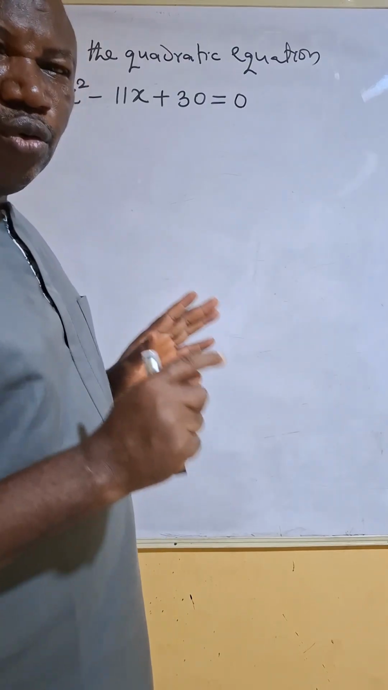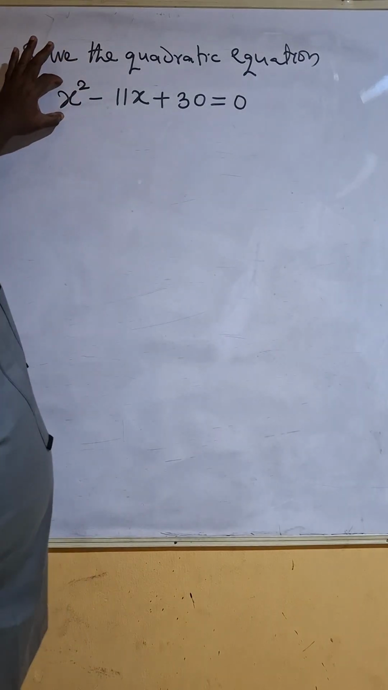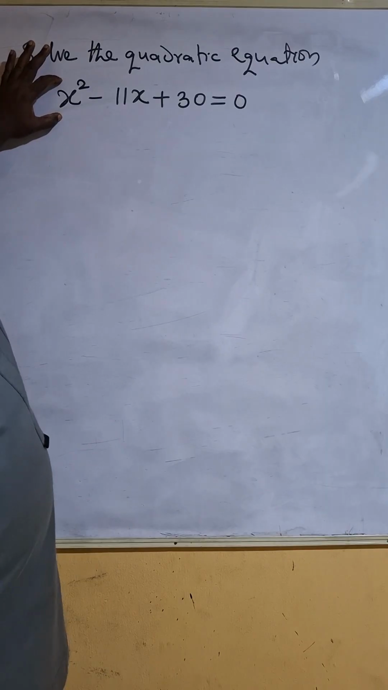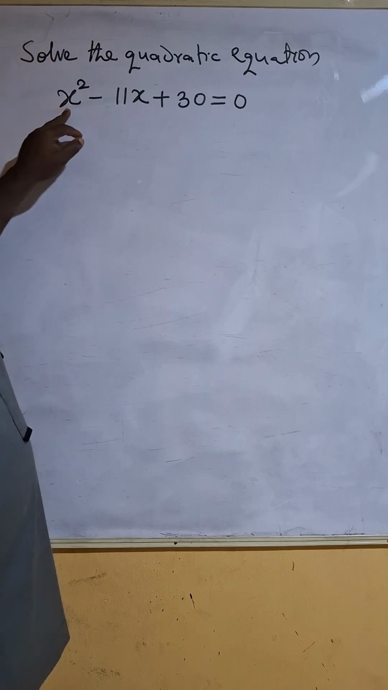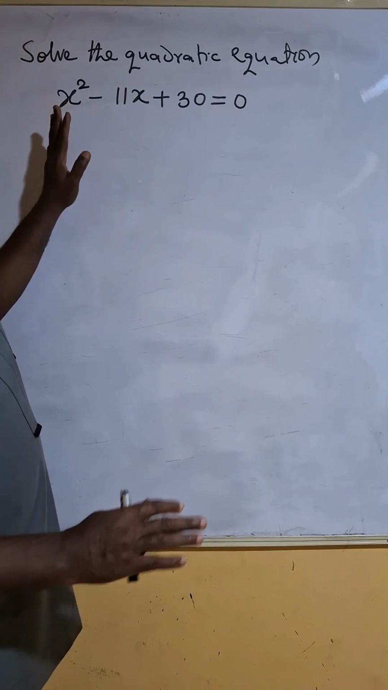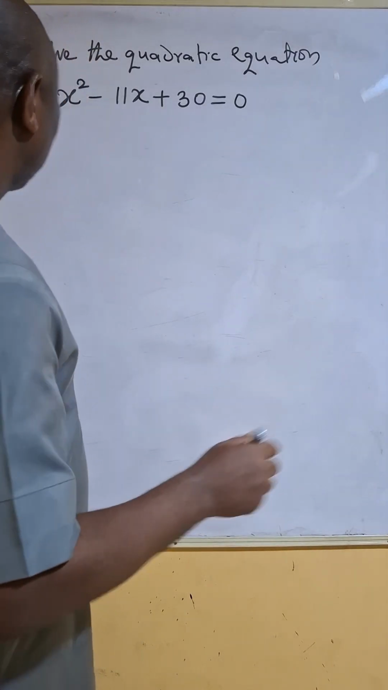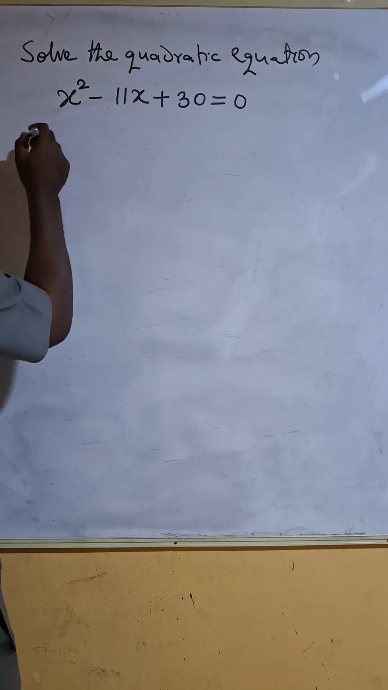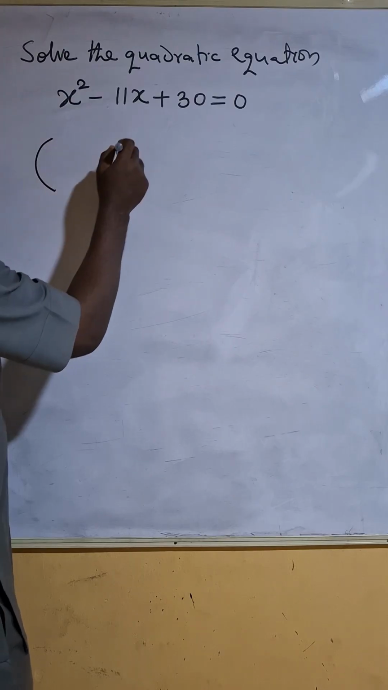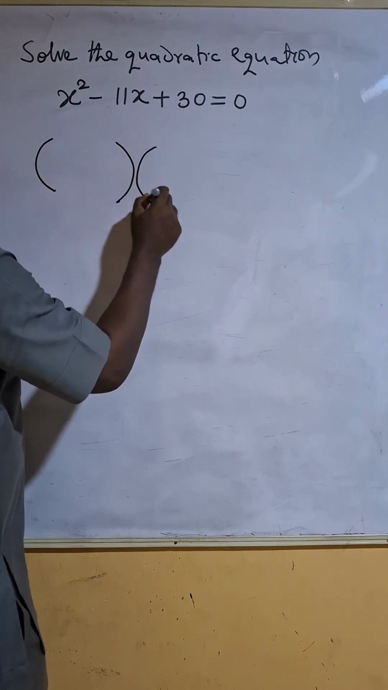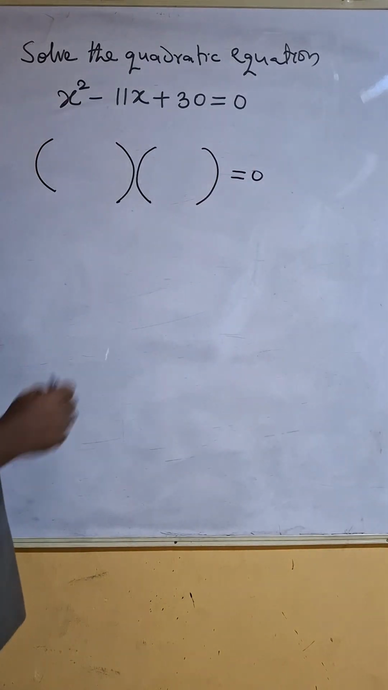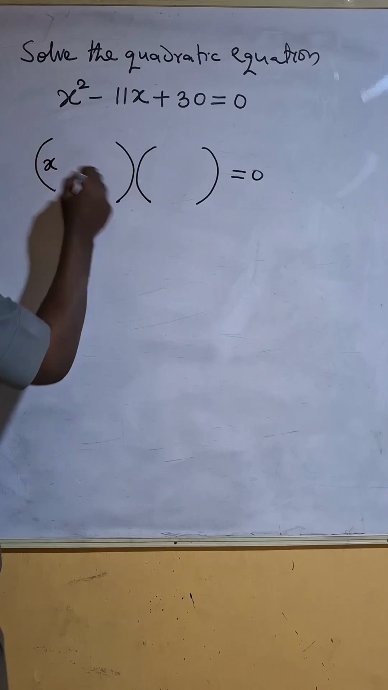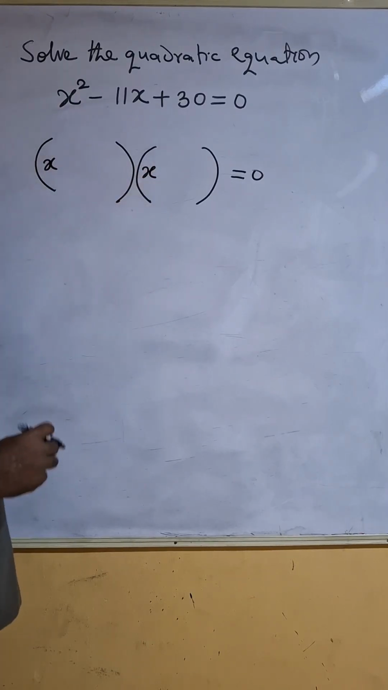What you only need to do is consider the coefficient of your squared variable. The squared variable here is x squared, that is x. The coefficient of x squared here is 1. So when it is 1, then you don't have any problem at hand. What you only need to do is just disperse them into brackets, equal to 0. One x will be here, and the other one will be here.